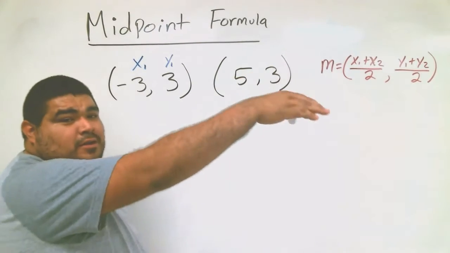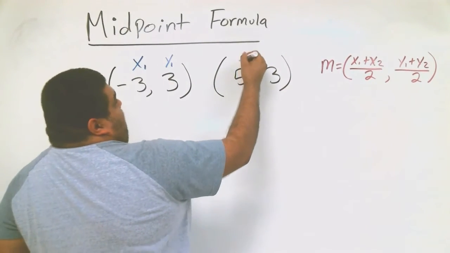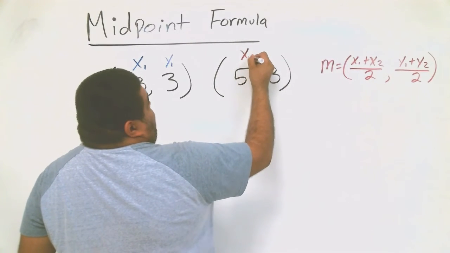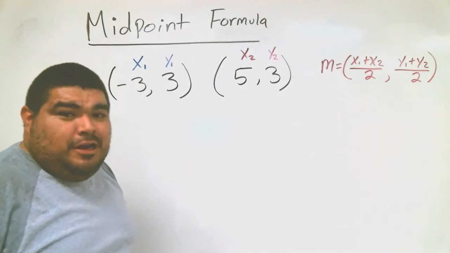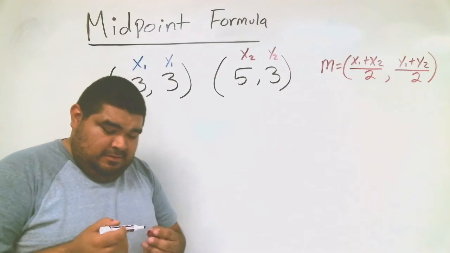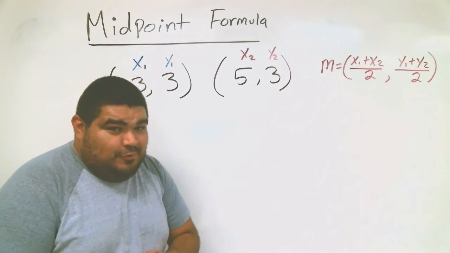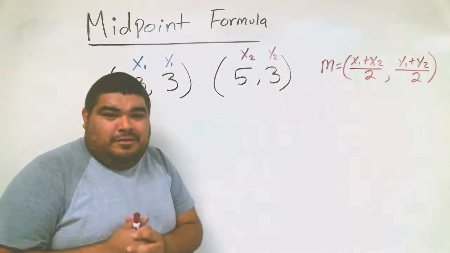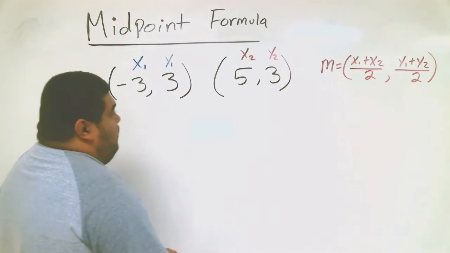Now we're going to go on to the second point, okay? So we have x2, y2. All right, because remember, this is the second set. Now that we have it labeled, it makes it a lot easier to plug it into the equation. All right, so let's plug it into the equation.